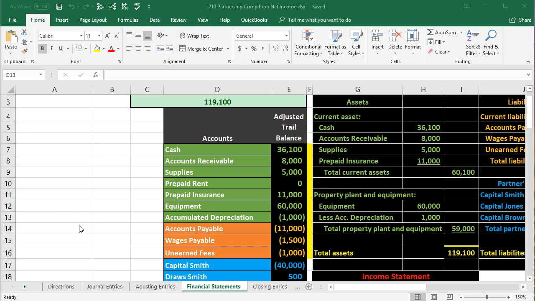In this presentation, we will continue on with our partnership comprehensive problem. We're currently on the financial statements tab.